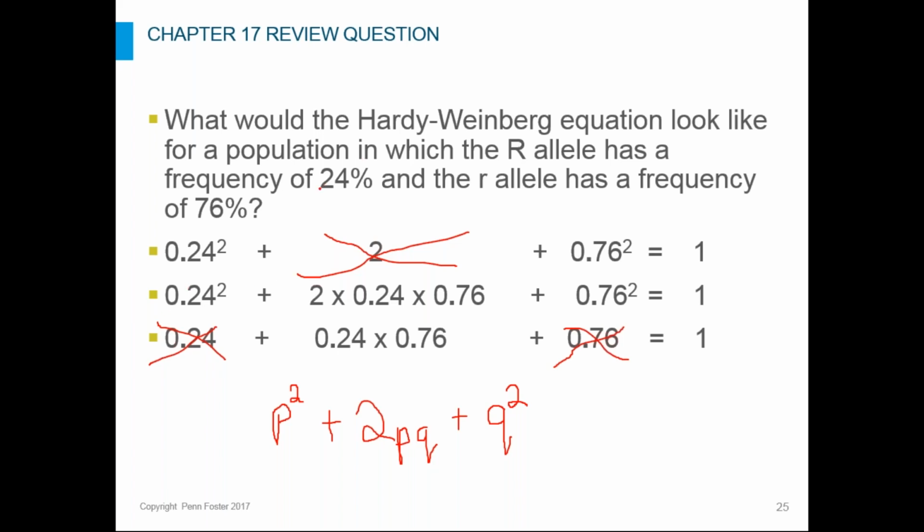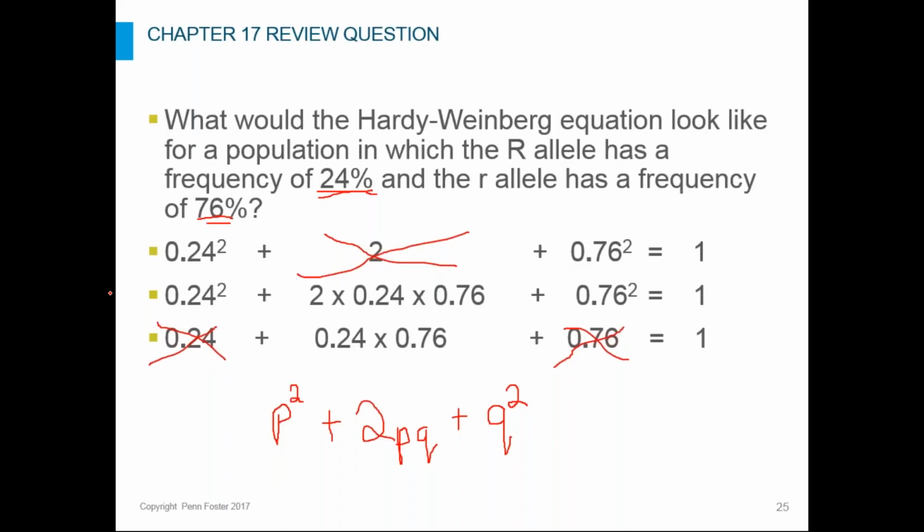We have our dominant allele is 24%, which is going to be 0.24. So wherever there's a p, we replace it with 0.24. So we have 0.24 squared plus 2 times 0.24 times 0.76, which is the other frequency, plus 0.76 squared. Okay, so yes, this is the right answer here, this second one.